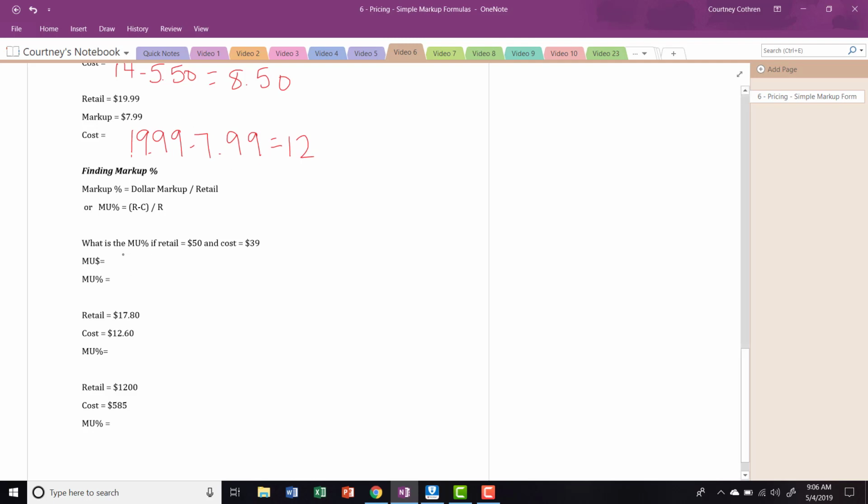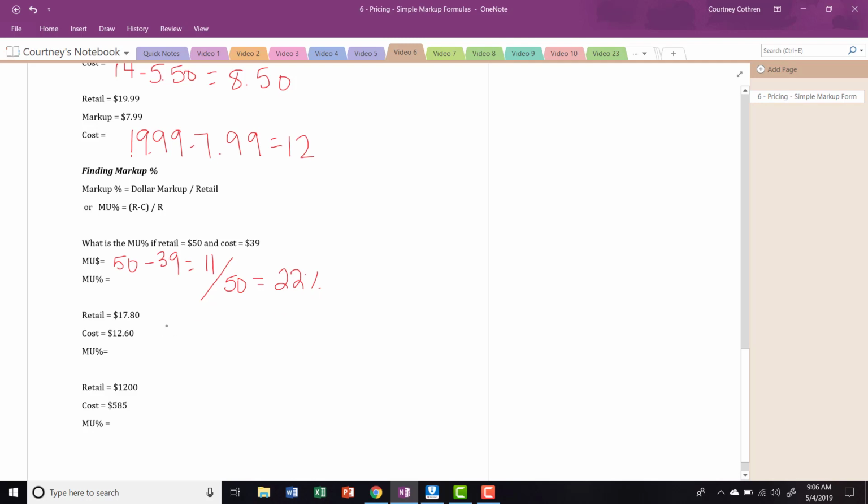So my first step, if my retail was $50 and my cost was $39, then I'm going to find my dollar markup, and my dollar markup is $11. Step 2, in order to find markup percent, I just need to divide by retail. So my retail was $50 and I am going to get 22%. Now note that on your calculator you will get 0.22 and you have to just move the decimal two places to make it into a percentage, okay?